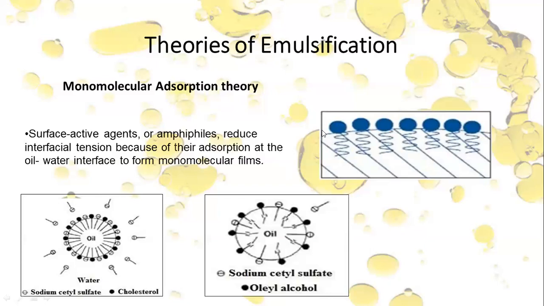Here you can see this total thing is the outer surface of the droplet, and these are the surface active agents. This is the head and this is the tail. See, this is creating a layer, a single layer. That means a monomolecular layer. So the monomolecular layer or film should be so compact and strong enough so that it cannot be easily disturbed or broken. So surface active agents or amphiphiles reduce the interfacial tension because of their adsorption at the oil-water interface to form the monomolecular films.